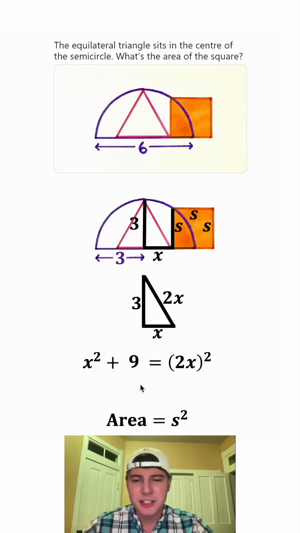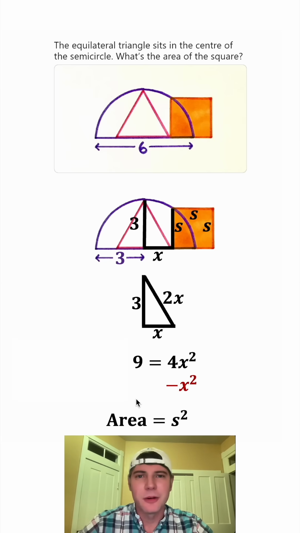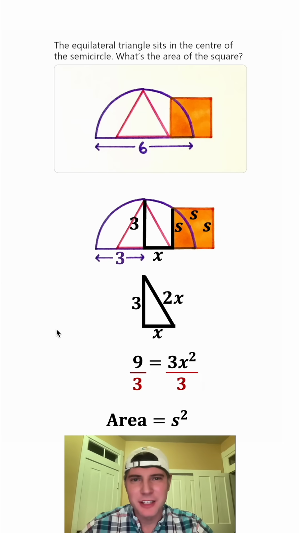3 squared is equal to 9, and this exponent will distribute to both of these to give us 2 squared x squared. And 2 squared is equal to 4. Next, let's subtract x squared from both sides. On the left-hand side, these will cancel each other out. And on the right-hand side, 4x squared minus x squared is 3x squared. Next, we can divide both sides by 3. On the left-hand side, 9 divided by 3 is equal to 3. And on the right-hand side, these two 3's will cancel each other out.